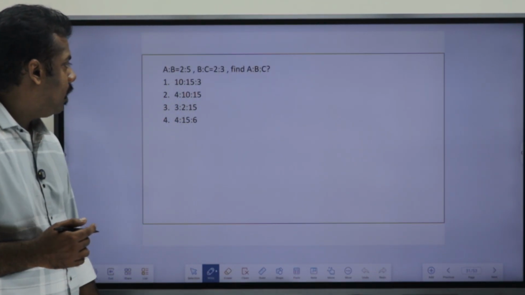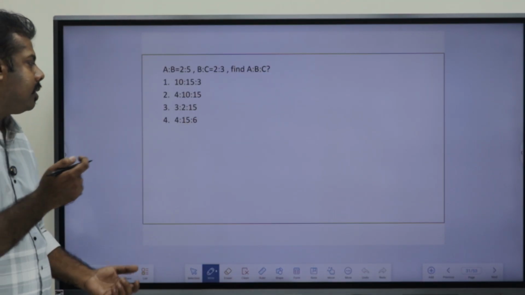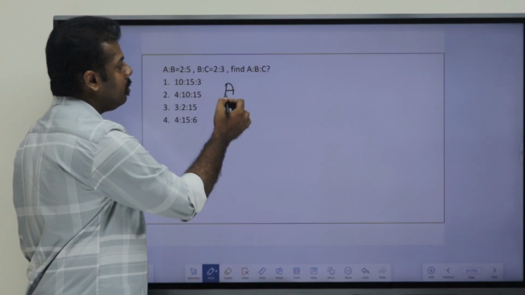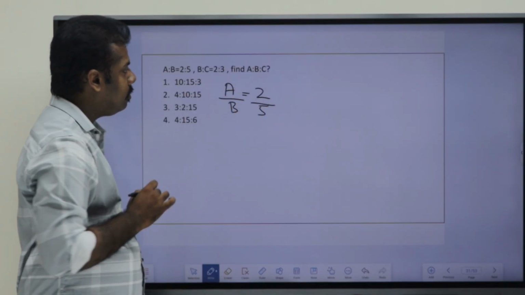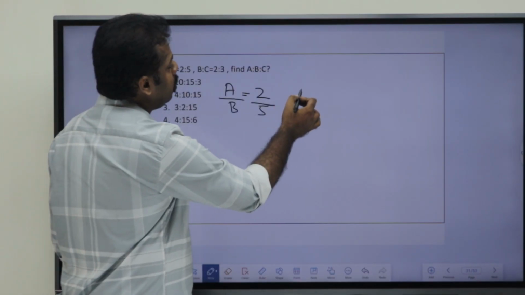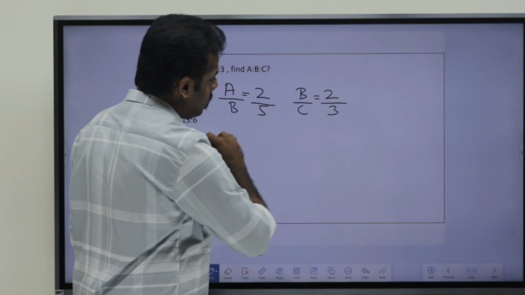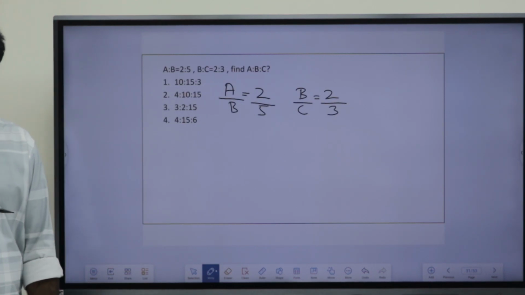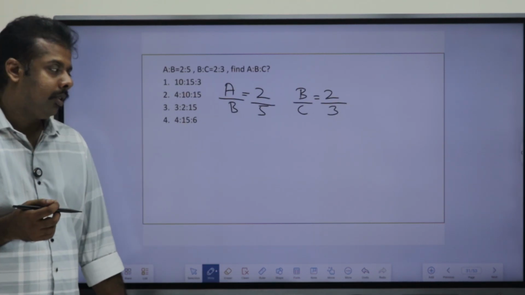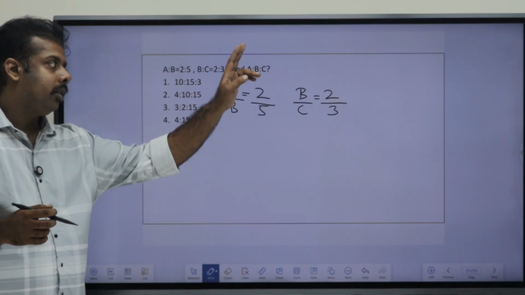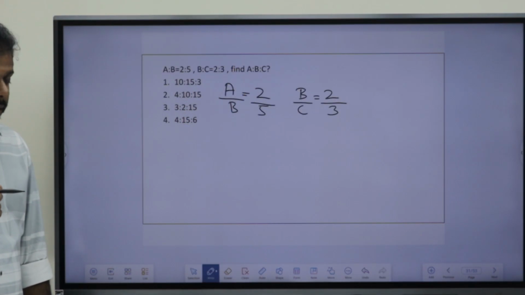Okay. So same type, just change the values. Here as we can see, they have given that A by B is 2 by 5 and the value of B by C is here 2 by 3. Okay, the same process. Obviously the common variable is B here as well, but its corresponding values are different. Here the value of B is 5, here it is 2.